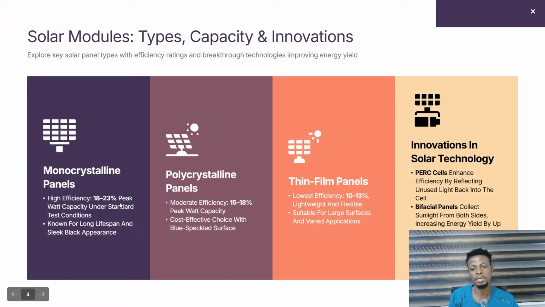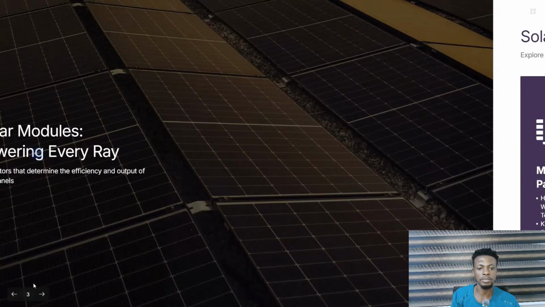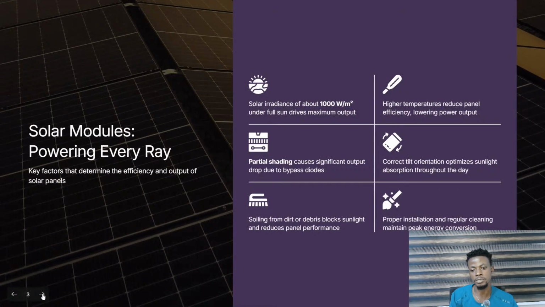So, like I said earlier, in our first class, we have different types of panel. We have the monocrystalline, polycrystalline, we have the thin film panel, and some other innovation in panels now. We know already that the monocrystalline panels are the best and the most efficient, around 18 to 23% efficiency.